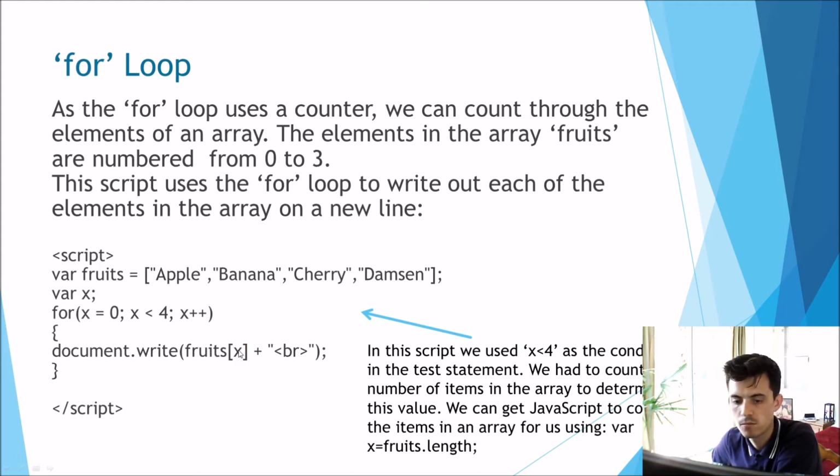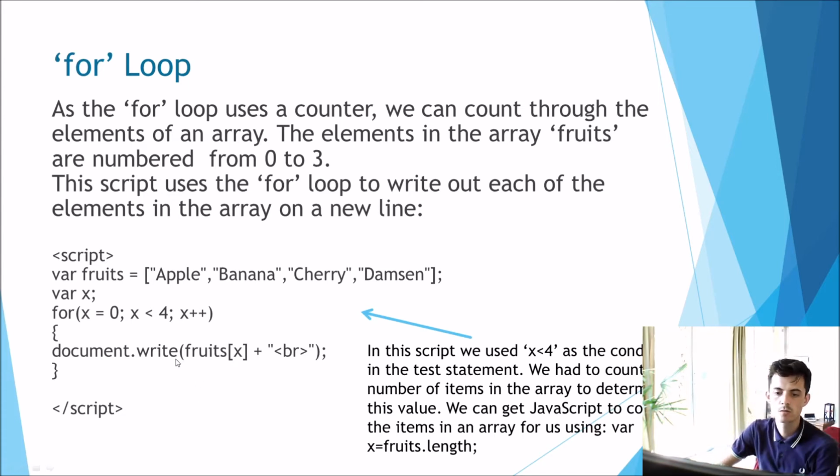Inside x we have a number. So it actually says fruits in the position of 0, which is apple, because remember this is 0, 1, 2, 3. Then we've said just add a br, which just means break, so a line break after it, so the next time it comes around it goes onto the line below. So the first time it goes round it should write apple, followed by a line break. Then the next time it goes round, x is still under 4, then we add 1 to x, so it becomes 1.